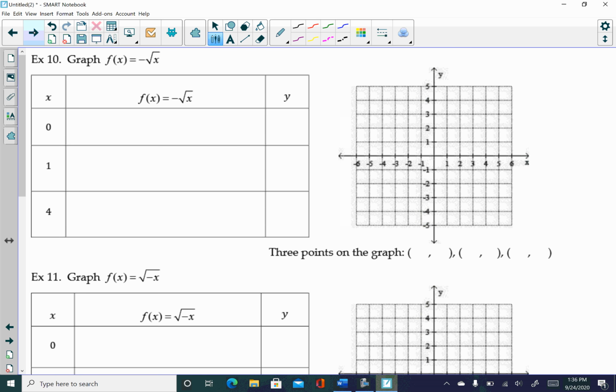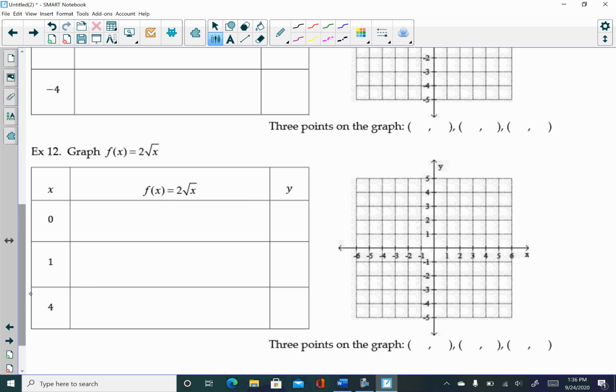And then when you flip it over, what does the negative on the outside do? Remember, negatives are going to be a reflection. One of these is going to be over the x-axis, the other is going to be over the y-axis. I'm going to let you explore that. It has to do with whether it's inside or outside, okay? And then lastly, in number 12, you've got a number outside. We just got finished talking about that. When the number's outside, that's affecting you vertically. Think about whether it'll be a stretch or a shrink, okay?